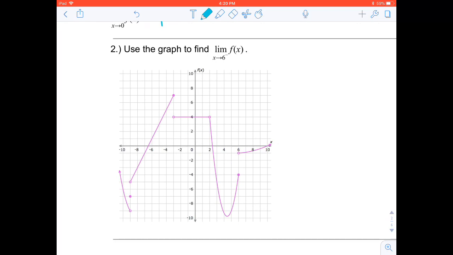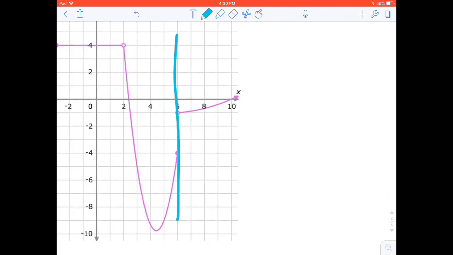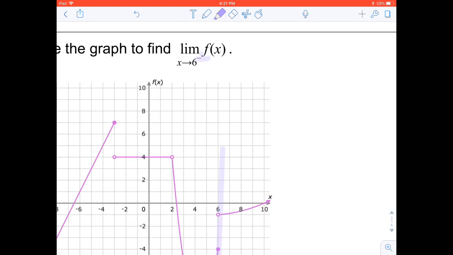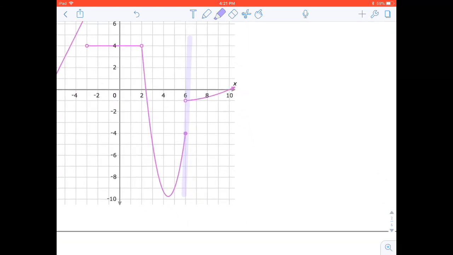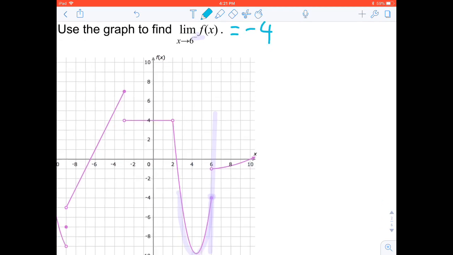Number 2 is specifically checking to see if you can find left and right side limits. So the limit as x goes to 6 from the left side. That means we have to first find where x is equal to 6. So we see right here, this is where x is equal to 6, and we want to find the limit as x approaches 6 from the left side. That's what that minus means. So from the left side, we follow this path of the function from the left, and we see that it reaches a y value of -4. So then our answer would be -4 in this case.